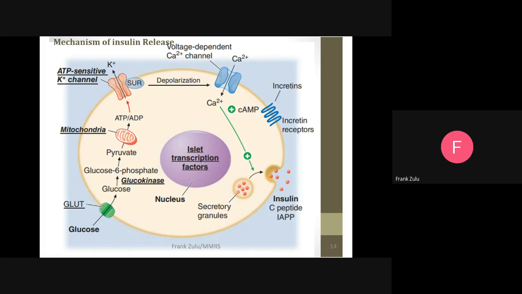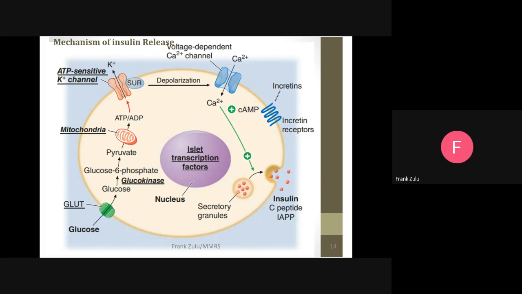High levels of ATP will inhibit the ATP-sensitive potassium channel. If you look at the arrow in the diagram, in a normal state, without ATP, it allows potassium to go out. When ATP is around, it will be inhibited, and when it is inhibited, it means there will be accumulation of potassium. Potassium inside the cell will cause depolarization of the cell.